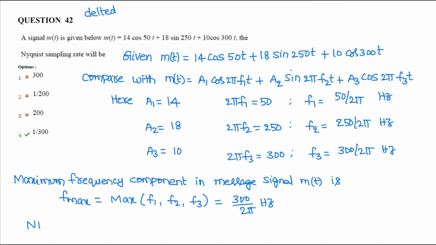Now the Nyquist rate is 2 times the highest frequency in the given message signal, that is 2 into 300 by 2 pi, which is 300 by pi. This is the Nyquist rate. There is no correct option, hence this question is deleted. Question number 42 is deleted because none of the options are correct.